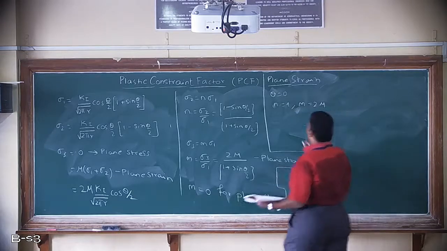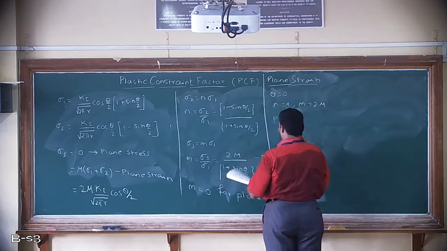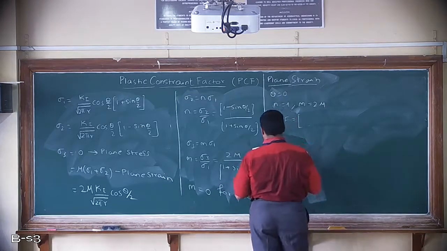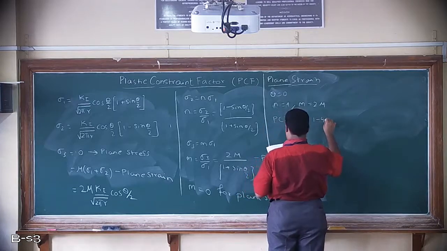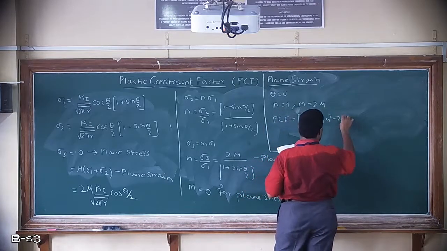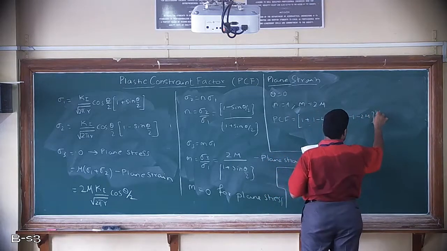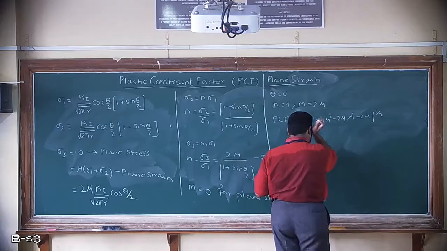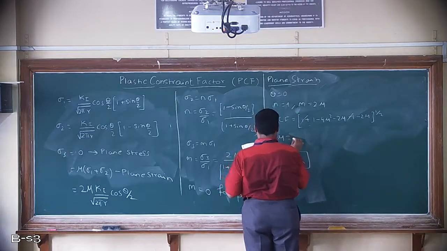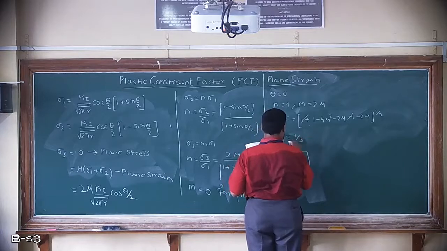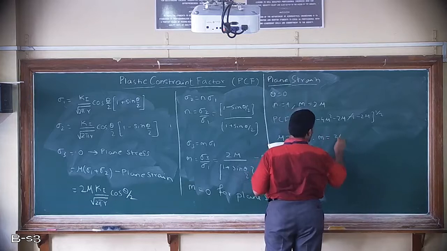So for the plastic constraint factor, substituting n and m in that equation which we have derived, we get 1 plus 1 minus 4 mu square minus 2 mu minus 1 minus 2 mu raised to half. So here this minus 1 and this plus 1 get cancelled. For most of the cases we take mu as 1 by 3. Therefore the value of m will be equal to 2 by 3.